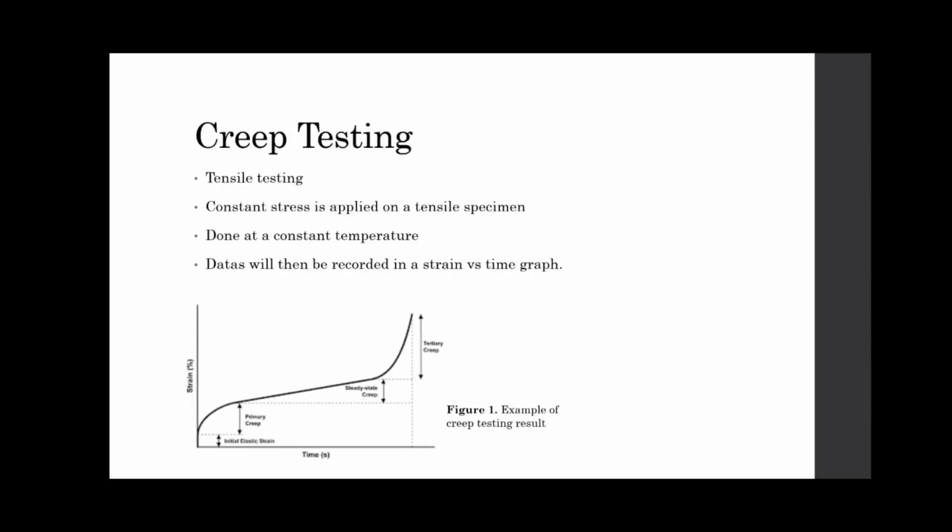Creep testing. Creep testing is done by doing tensile testing. Constant stress will be applied on the specimen at a constant temperature. Stress is applied by hanging a weight on the specimen. The results are compiled and made into a strain versus time graph. Creep testing should be conducted using a material tester, since speed control is critical to measuring the deformation over time.